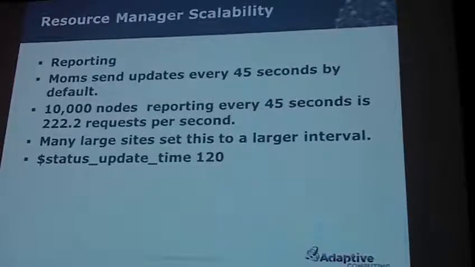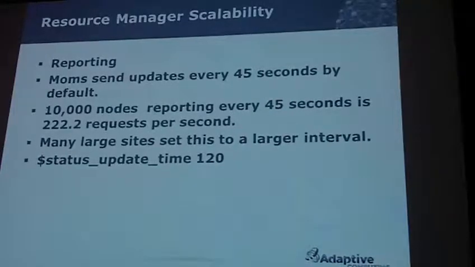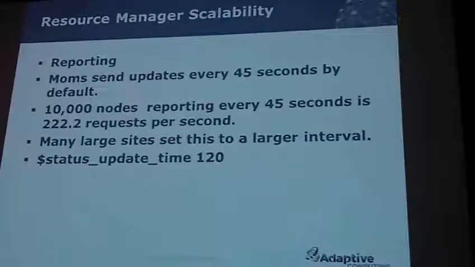Referring to the mom hierarchy, if you're running a default system, you get updates every 45 seconds. If you have 10,000 nodes, you're looking at 222 requests per second just to maintain a stable state. If you're looking at 100,000 nodes, you just multiply that by 10, you get over 2K requests per second just to hold a stable state. That's without running jobs. Larger sites often find it's necessary to set this to a higher interval, maybe 120 seconds, maybe 5 minutes. It depends on basically how often things are changing in your cluster.